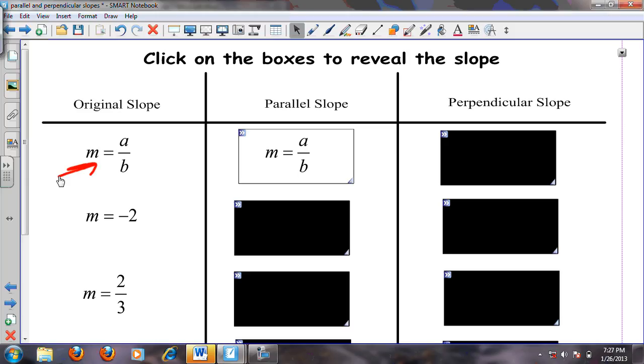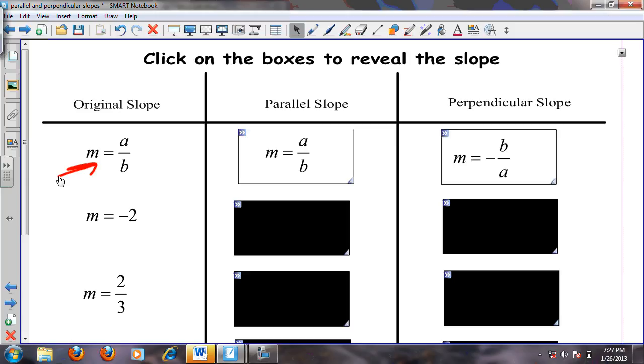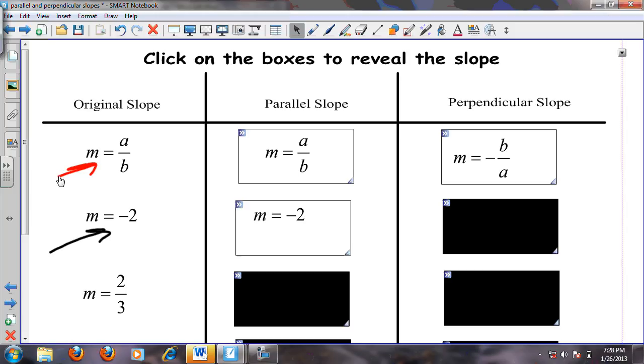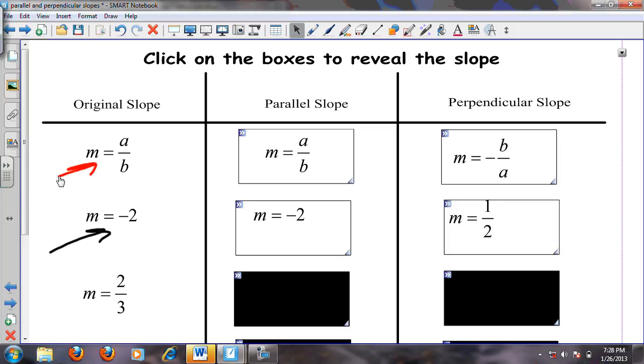The slope for a perpendicular line with the slope of A over B would be, yes, Kylie, the opposite of B over A, because perpendicular, you flip it and make it opposite. Slope of -2. Parallel line, Logan? Yes, -2. Perpendicular, Heather? Yes, negative half.